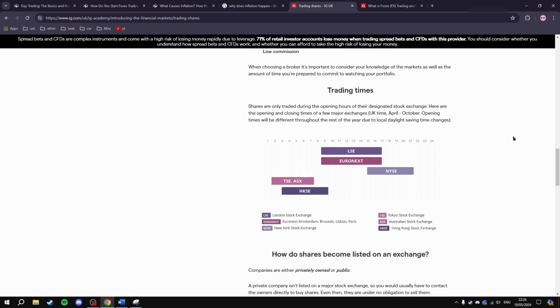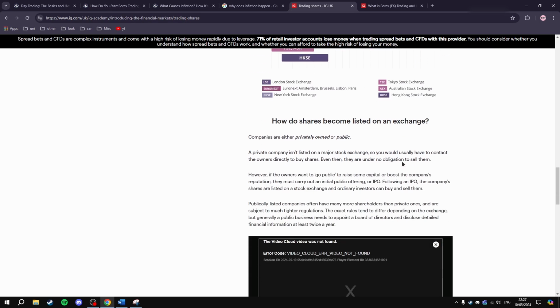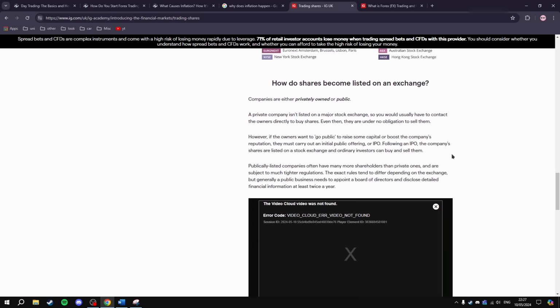TSE, ASX, Tokyo Stock Exchange and the Australian Stock Exchange. And the New York Stock Exchange is here. Hong Kong Stock Exchange is over here. Okay. How do shares become listed on an exchange?